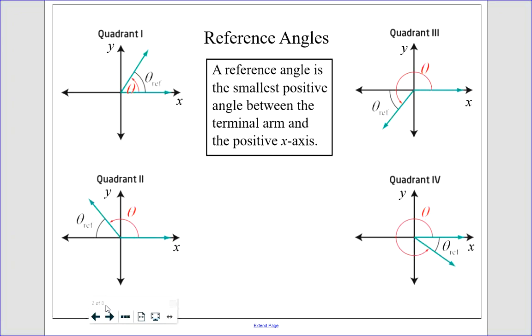If it's in quadrant 4, then you can take the rotation angle and add it to the reference angle.